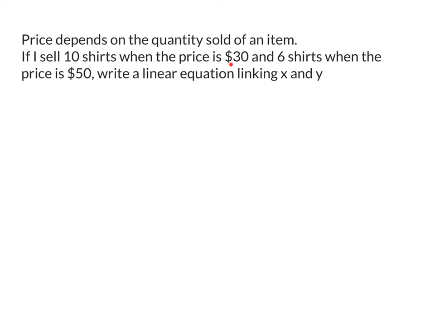I sell 10 shirts at $30, 6 shirts at $50, and we're going to find a linear equation linking x and y. So this is, again, finding the equation of the line going through 2 points. So I'm going to let x equal the quantity sold and y be the price, because it said here that price depends on the quantity sold. In actual fact, they depend on each other. So if you're selling a lot of something, the price will go up if a lot of people want it. And if not a lot of people are buying it, the price goes down. So they depend on each other.